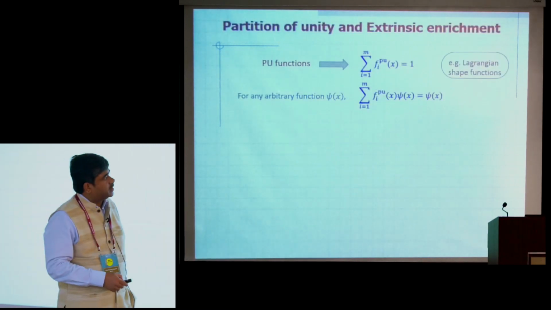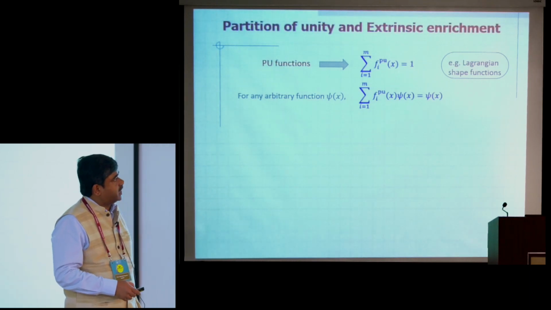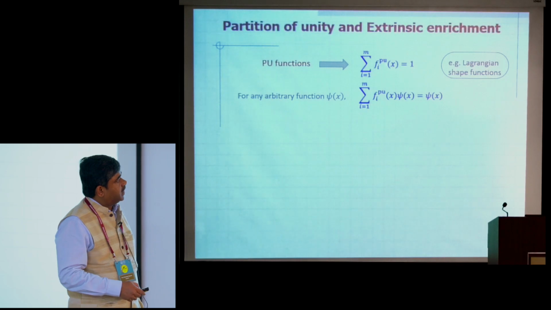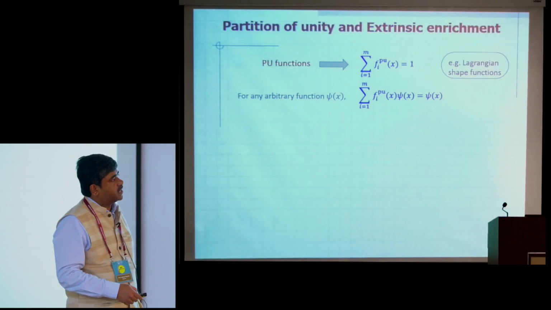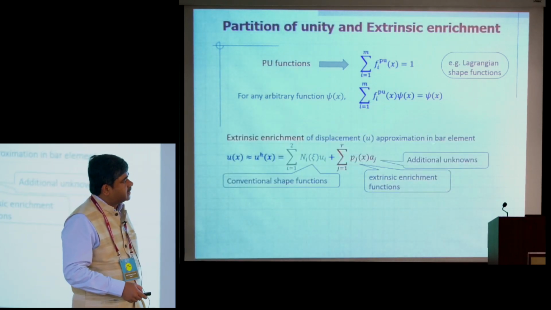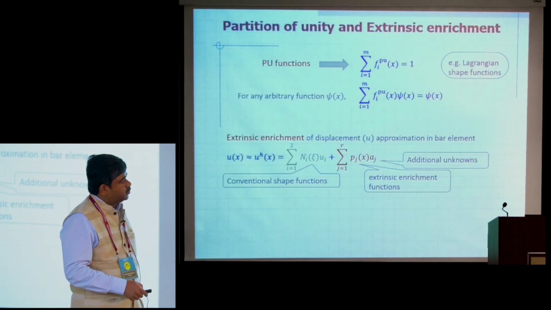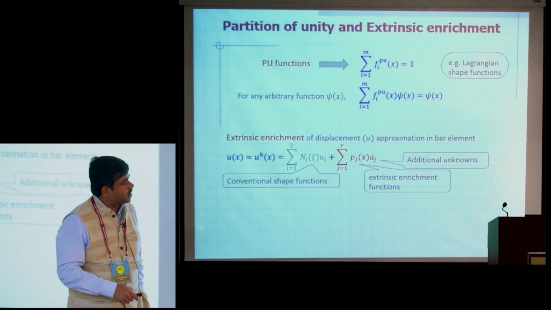There is something called partition of unity. It says that if a function phi PU is a partition of unity function, then the summation of all those should be 1, and if you multiply that with another function psi and do this summation, the function remains unchanged. That's the property of partition of unity. Now we try to take that into account. For example, this is the displacement, and when you do a conventional finite element, you have an unknown displacement here and a shape function here.